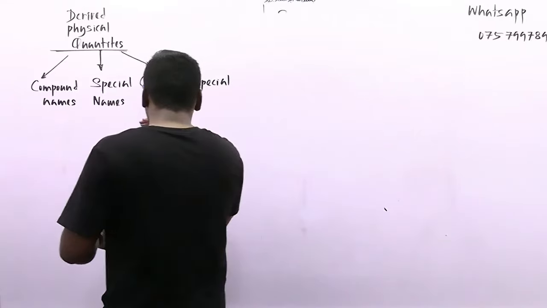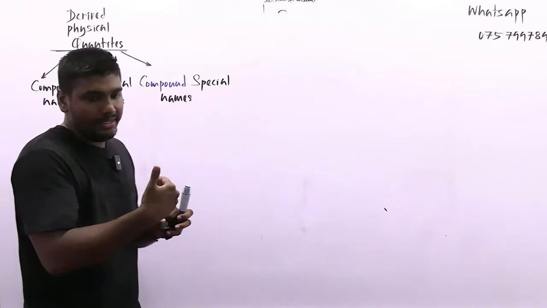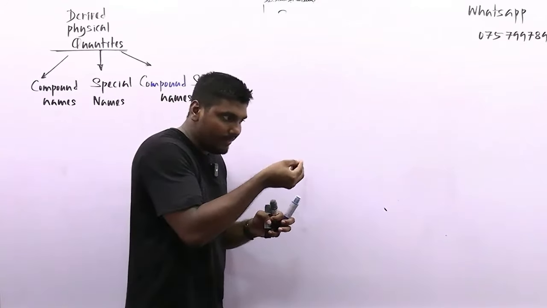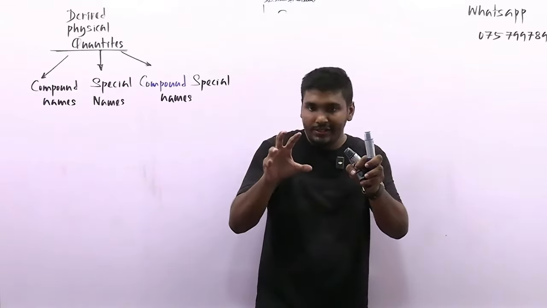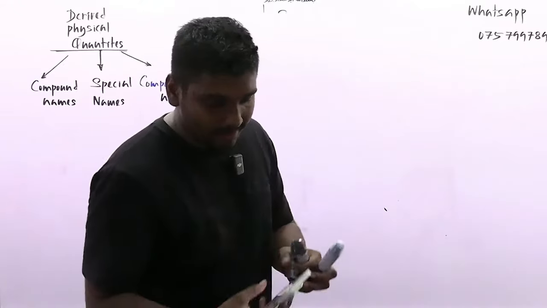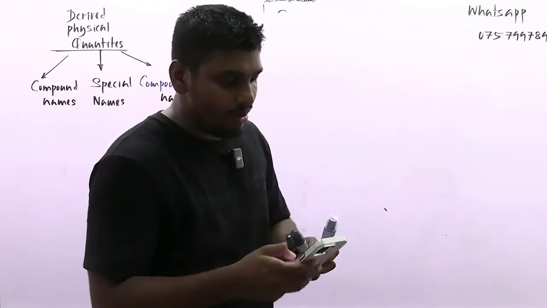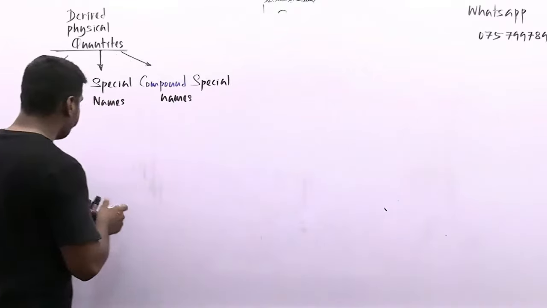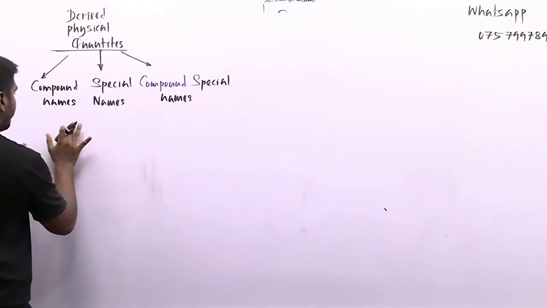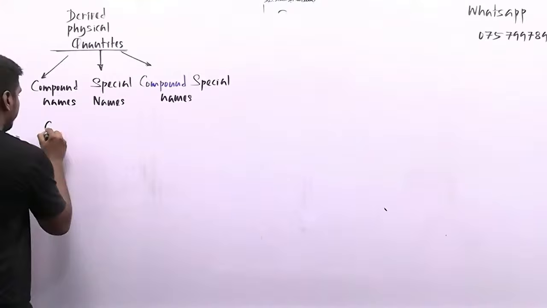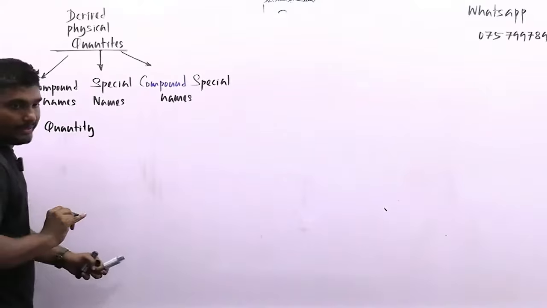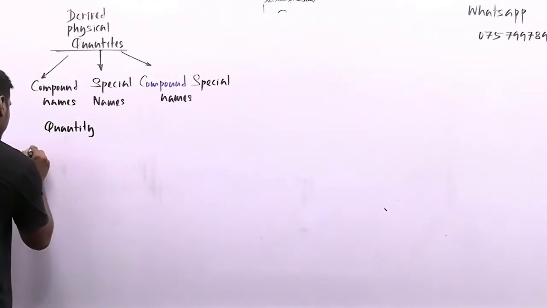Then I have given a table: quantity, definition, and SI unit. You can derive it. Obtain the SI units of those given physical quantities. On page number 4 are area, volume, velocity. Now I'm talking about derived physical quantities with compound names. Quantity number one is area.